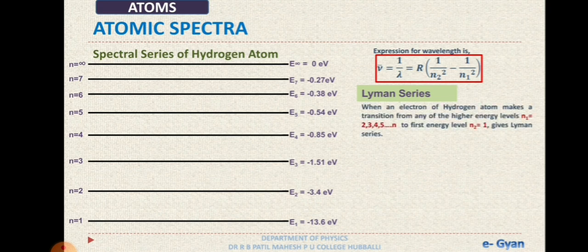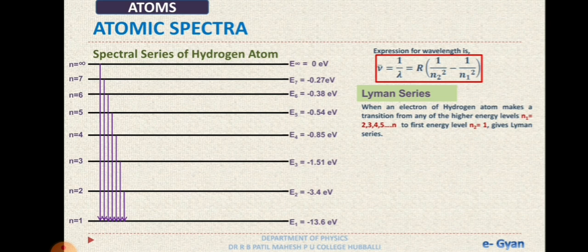So the Lyman series is the one which is obtained when an electron of hydrogen atom makes a transition from any of the higher energy levels, say n1 is equal to 2, 3, 4, up to anything n, to the first energy level, that is n2 is equal to 1. So this gives us the Lyman series. Now what we mean to say is any transition from any of the higher energy levels to first energy level. So n1 is always more than 1, whereas n2 is always equal to 1.